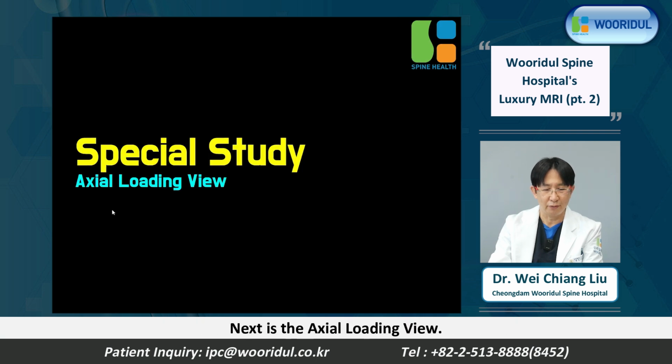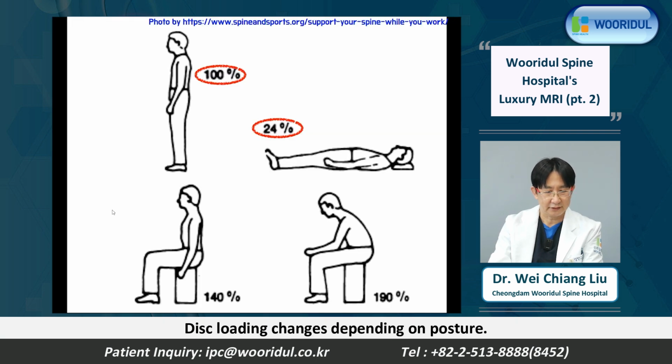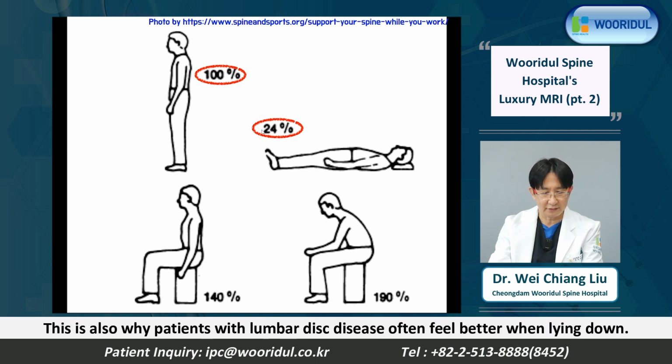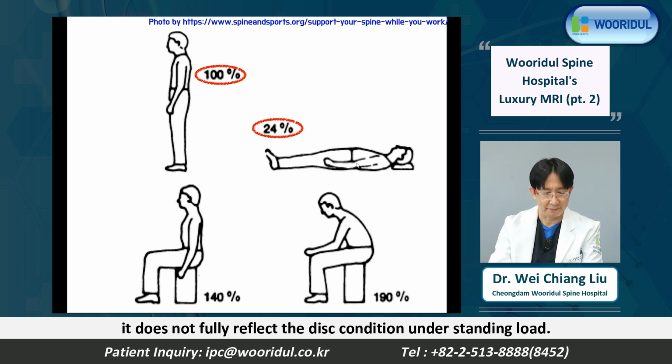Next is the axial loading view. Disc loading changes depending on posture. When you are standing, the disc bears nearly 100% of its load, whereas when you are lying down, the load decreases to about 24%. This is also why patients with lumbar disc disease often feel better when lying down. Because conventional MRI is performed in the supine position, it does not fully reflect the disc condition under standing load. This explains why some patients experience severe pain when standing, yet their MRI findings appear normal.